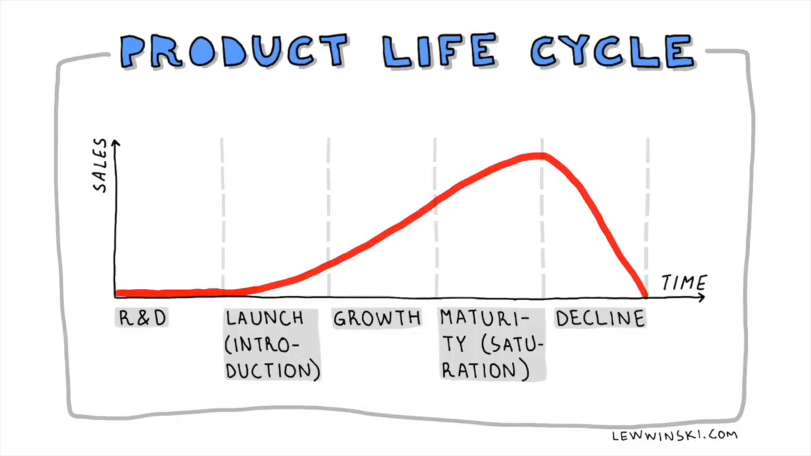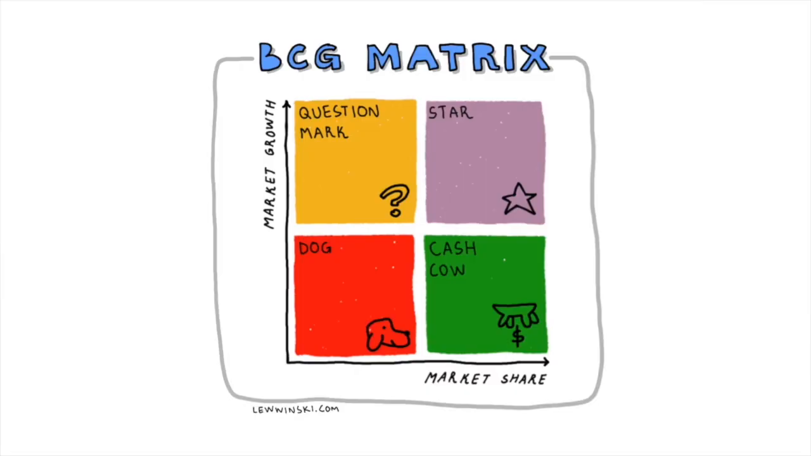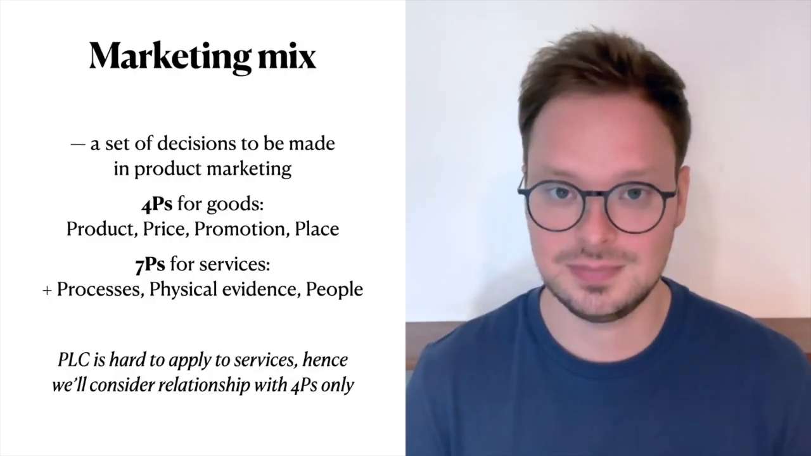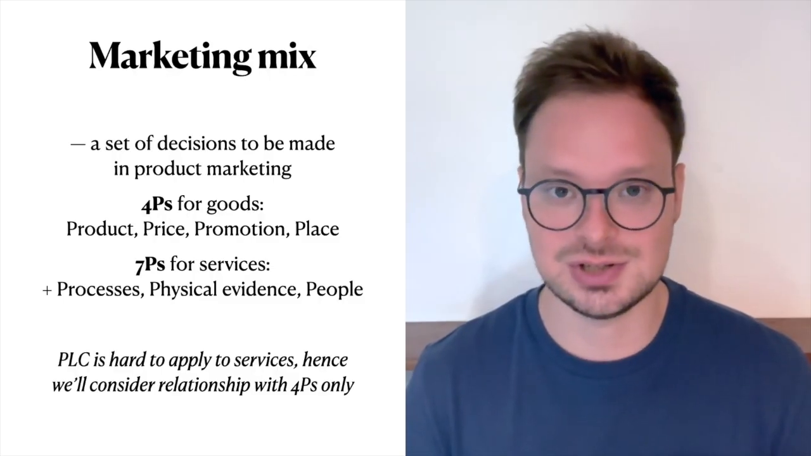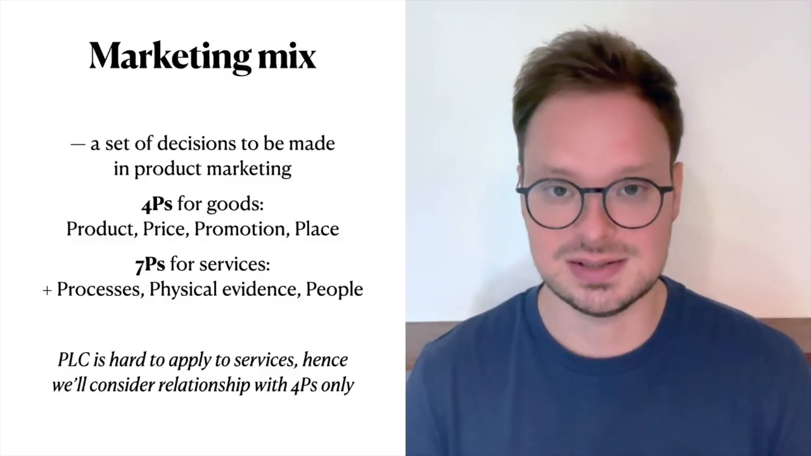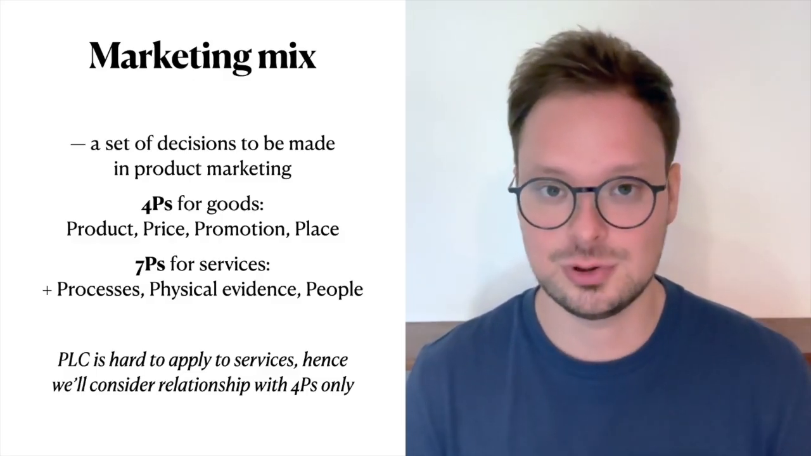So now you know what product life cycle is, what product portfolio is, and what the 4 types of products in a product portfolio are based on the BCG matrix. The next thing on the list is the marketing mix, that I have already explained in the introduction to this class. It is a set of decisions about marketing that all organizations have to make. There are 4 decisions, 4 P's for goods, and 7 decisions, 7 P's for services.